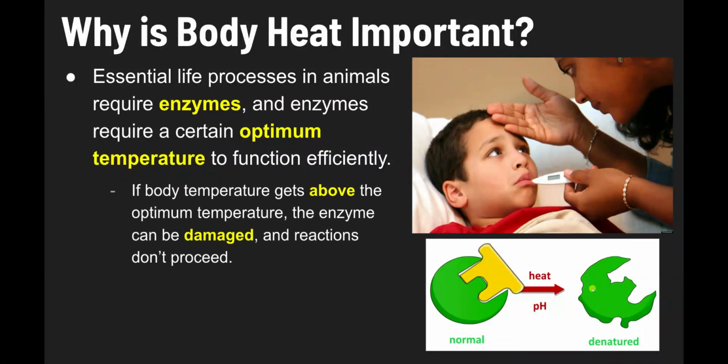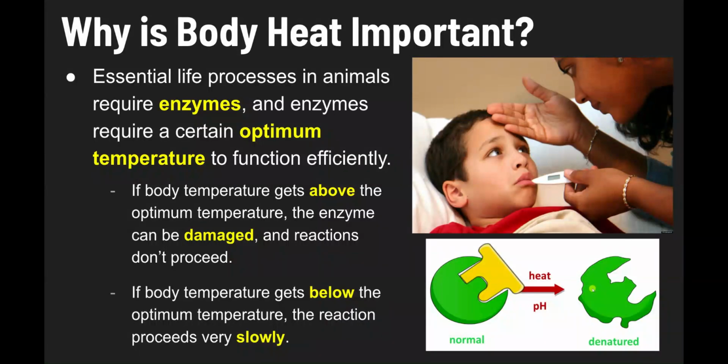Now, if your body temperature gets above whatever that optimum temperature is, the enzyme can get damaged, and then the reactions inside your cells don't proceed, and then you can't carry out the essential life functions that you need. If the body temperature gets below the optimum temperature, the reaction proceeds very slowly, in some cases, too slowly.